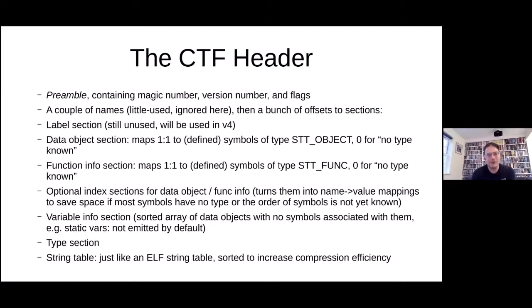It is sometimes useful for things like kernels and things that have their own symbol resolver. It's not emitted by default. You need to pass in a special flag to the linker, CTF variables, to turn it on. But the option is there. Then there's a type section, which records all the types in a long array. And then there's a string table.